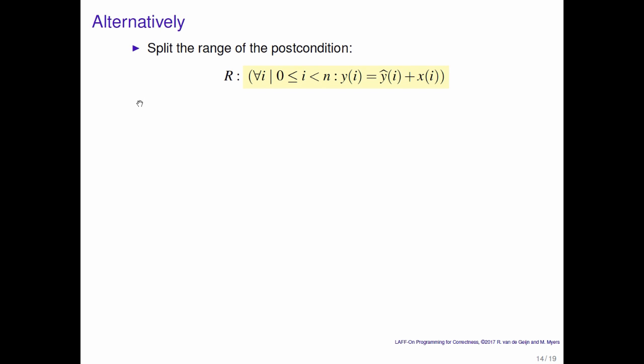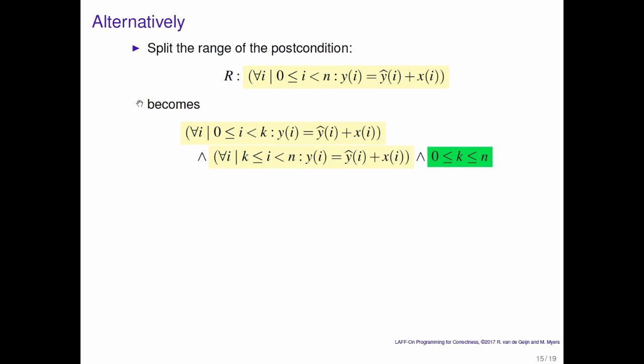There's another way of looking at this. Look at the postcondition R. This is what you want to compute. Split the postcondition into a part that says something about the first k elements of array Y in this case, and then the remainder. Okay, and again, the green box there has to be introduced to make sure that in the quantifiers you don't address entries in arrays X and Y that don't exist, that are not between 0 and n-1 inclusive.